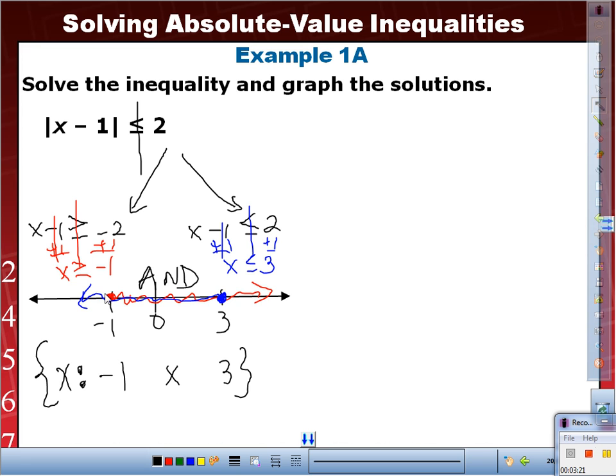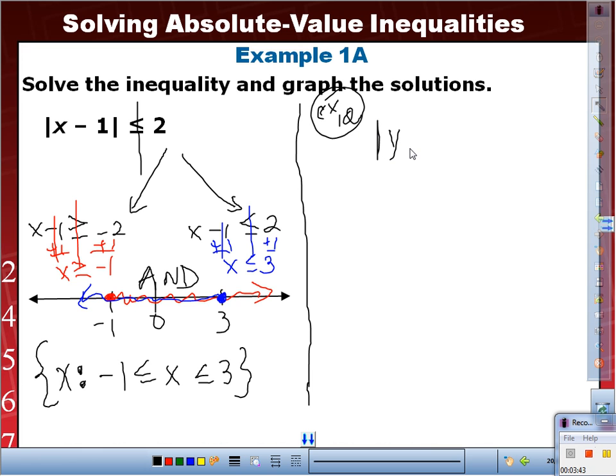What goes in between the x? Does it include this one? Yes. Does it include this one? Yes. Copy that, please. As soon as you're done copying that one, I want you to copy example 1B and see if you can do this one by yourself. Absolute value of y plus 3 less than 7. So copy that, and work on 1B. Go.